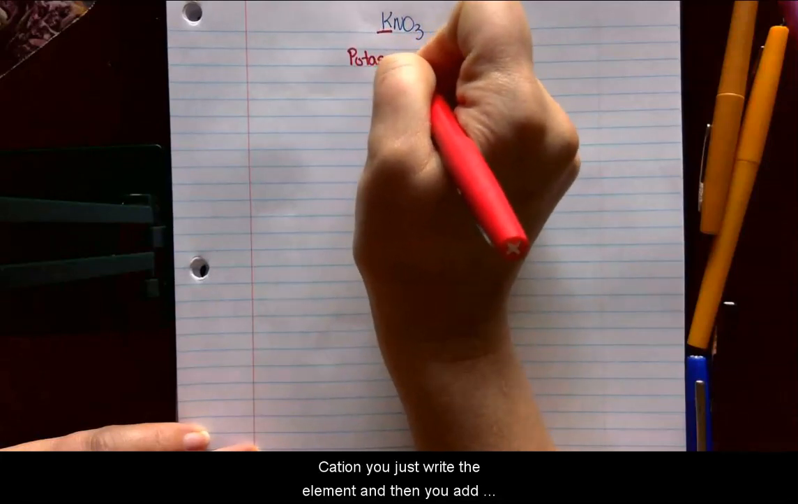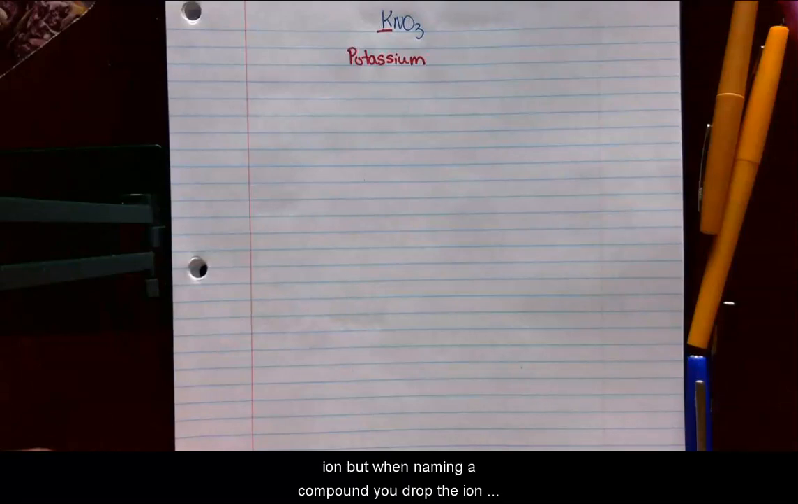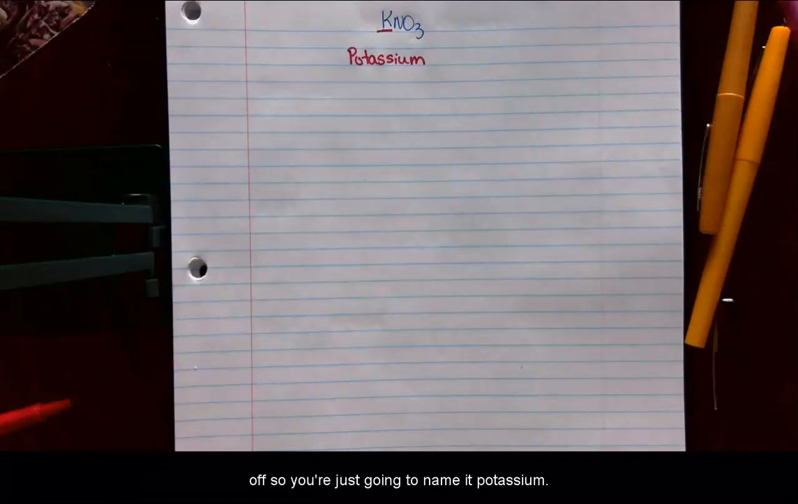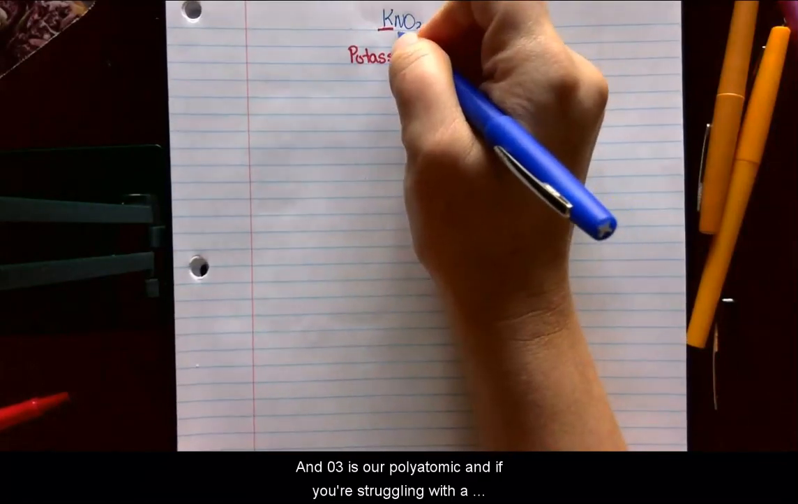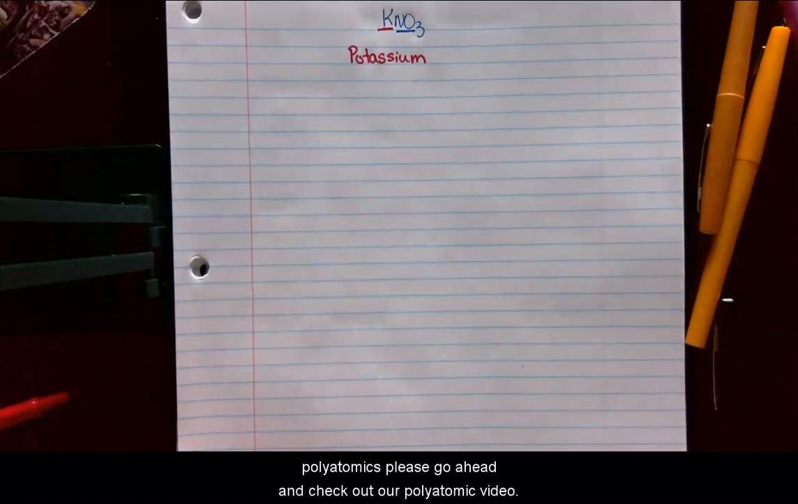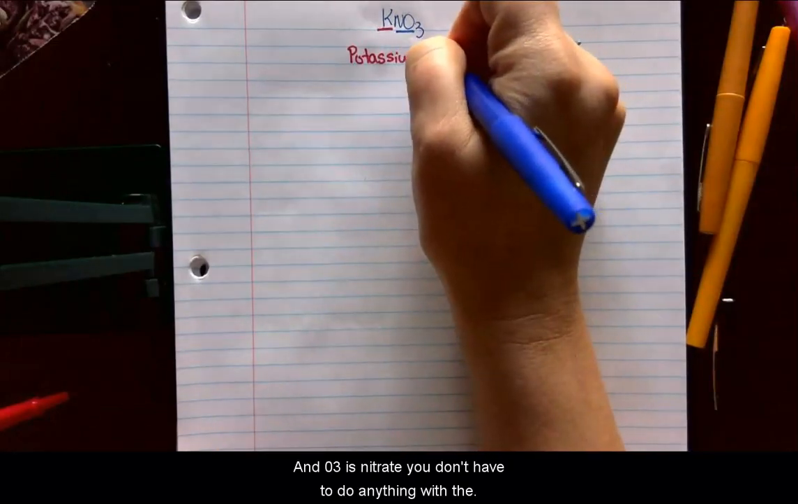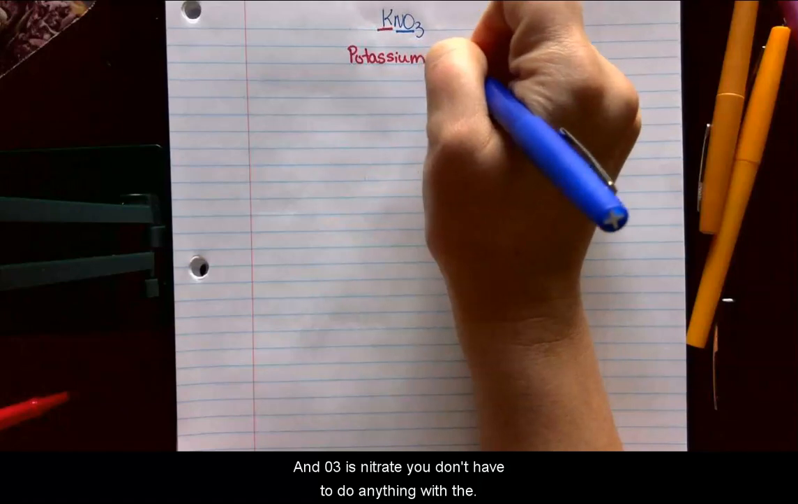Because for a cation, you just write the element and then you add ion, but when we're naming a compound, you drop the ion off, so you're just going to name it potassium. NO₃ is our polyatomic, and if you're struggling with the polyatomics, please go ahead and check out our polyatomic video. NO₃ is nitrate.